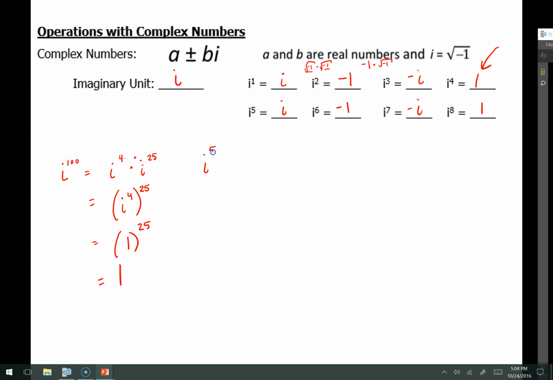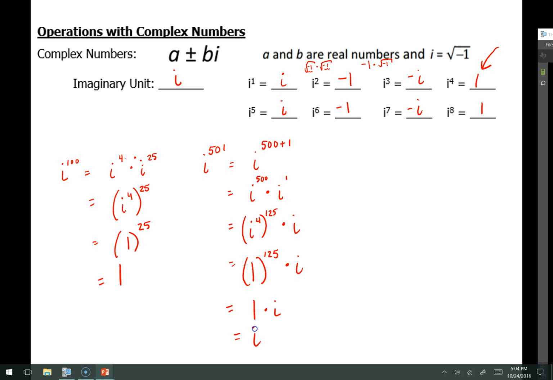If I do i to the 501st power, that is the same as i to the 500 plus 1, using the exponent rules. According to the exponent rules, adding two powers is the same as multiplying the two same bases. So that's i to the 500 times i to the 1st power. i to the 500 is i to the 4th raised to the 125th, power to a power, times i to the 1st power. i to the 4th again is 1, and 1 to the 125th times i gives me just 1 times i, which is i.